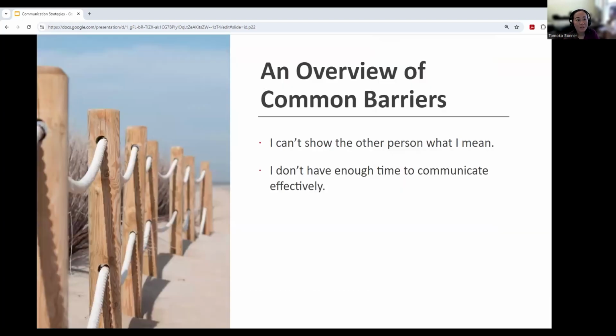Okay, an overview of common barriers. Many things can impede communication. Common things that people list as barriers include: I can't explain the message to the other person in words that they understand, or I can't show the other person what I mean, or I don't have enough time to communicate effectively, or the person I am trying to communicate with doesn't have the same background as me and is missing the bigger picture of my message. So these barriers typically break down into three categories: language, culture, and location.